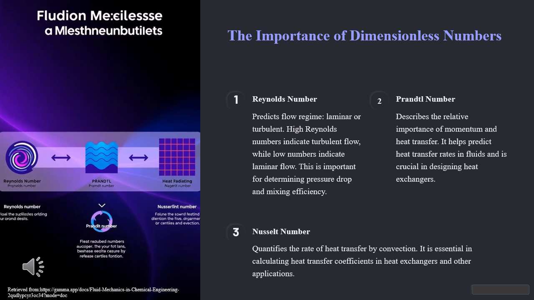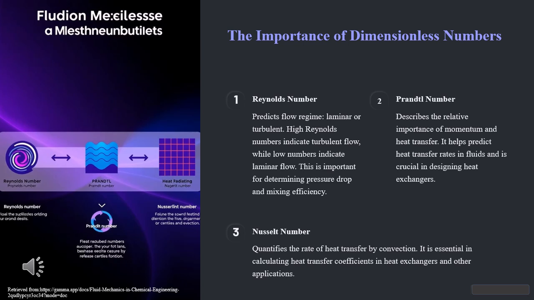So here you see why dimensionless numbers are so important. For example, many fluid flow equations contain multiple variables with different units, making them complex to analyze. Dimensionless numbers simplify these equations by grouping terms into non-dimensional forms, reducing the number of independent variables. For example, the Navier-Stokes equation can be simplified using dimensionless parameters like the Reynolds number.